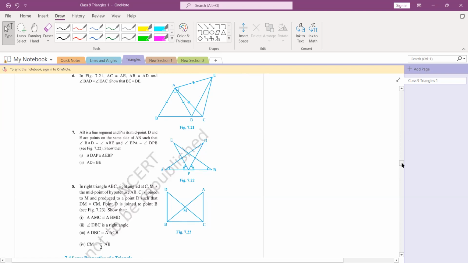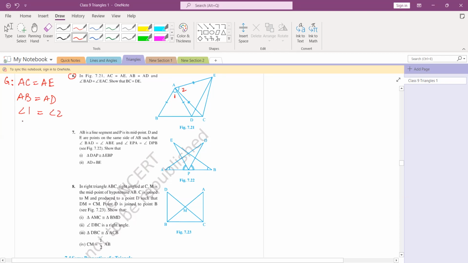Question number 6. Okay, let's do question number 6 now. So first write what is given to you. I'm writing it here. AC is equal to AE. Fine. AB is equal to AD, which is also given, and angle BAD. This is angle 1, and this is angle 2. So it is given that angle 1 is equal to angle EAC. I have named it angle 2. This much is given. All right.